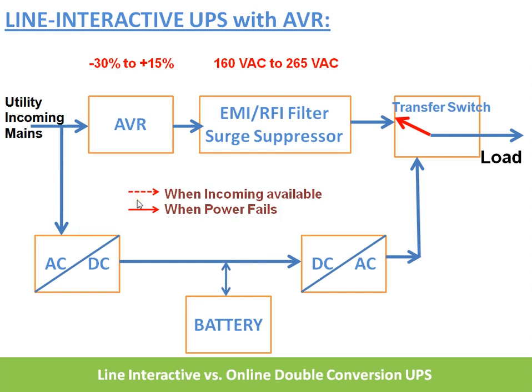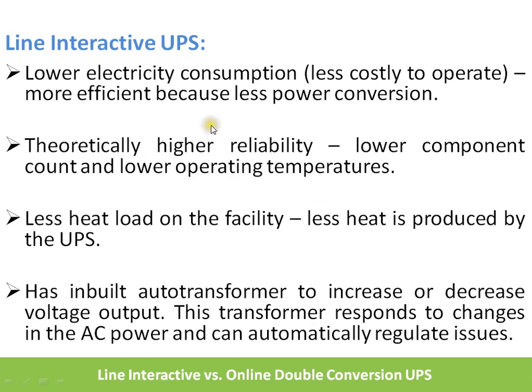When does the UPS go to battery mode? Here you can see the flow of power whenever the incoming voltage is available, and it goes to battery mode whenever the incoming power fails or the incoming voltage is out of the range of this AVR block, that is, less than 160 volts or greater than 265 volts AC. This is the inverter, which converts the battery DC voltage to AC voltage, and there is a transfer switch which connects the inverter to the load. Because of the transfer switch, there is a transfer time for the load to transfer to battery mode. And these are the advantages of the line interactive UPS.